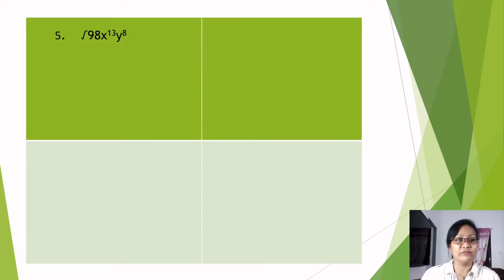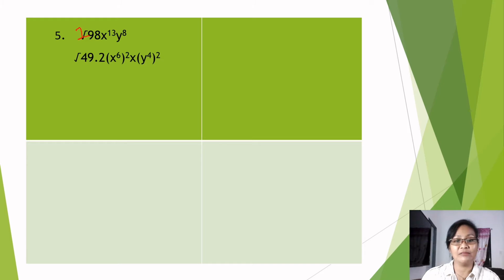Number 5 is square root of 98, x cubed y to the 8th power. Next, we're going to factor 98. So we have 49 times 2. And 13 is not a perfect square since our index is 2. So 13 divided by 2 cannot be, so we will remove 1. This is the one that we remove. And then 12 divided by 2 is 6, therefore we have 6 here. And the same goes with 8 divided by 2 is 4. Therefore, we have 4 here and the number of index outside.